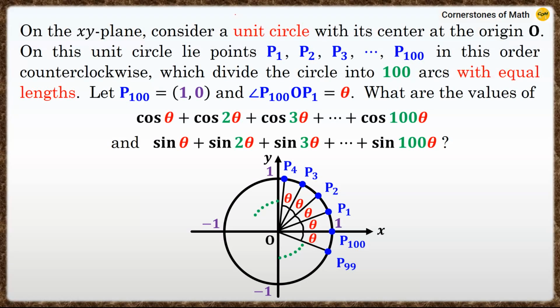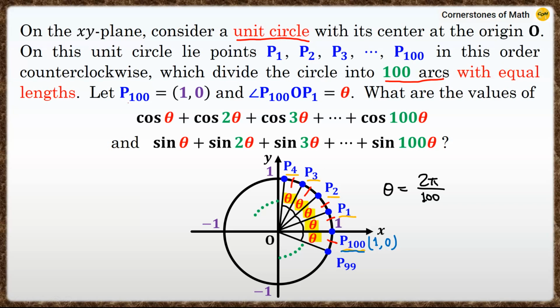On the xy plane, consider a unit circle with its center at the origin O. On this unit circle lie points P1, P2, P3, and so on, all the way up to P100, in this order counterclockwise, which divide the circle into 100 arcs with equal length. Let P100 be (1, 0), and angle P100 O P1 be theta. Then of course these angles must also be theta. Also, since we divided the circle into 100 arcs, we know that theta equals 2 pi over 100.